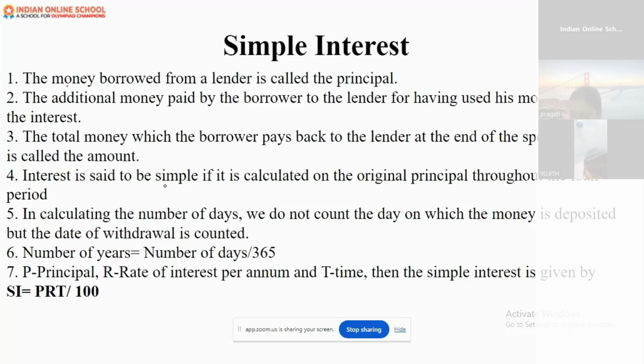I think you are not audible. No issues. Okay. So, Adrito, can you read these points for us? Yes, sure.